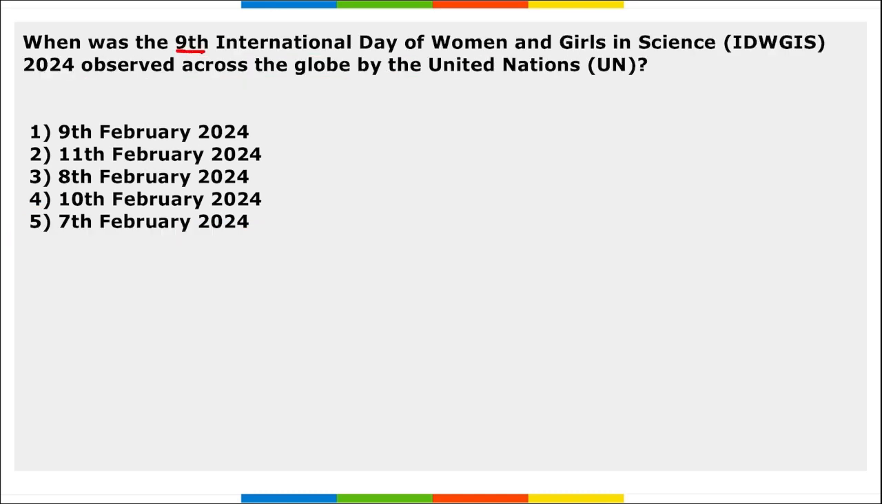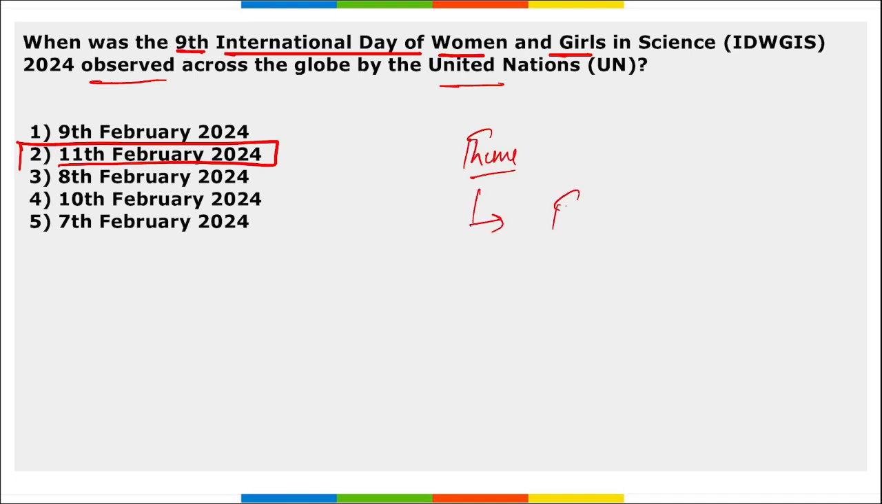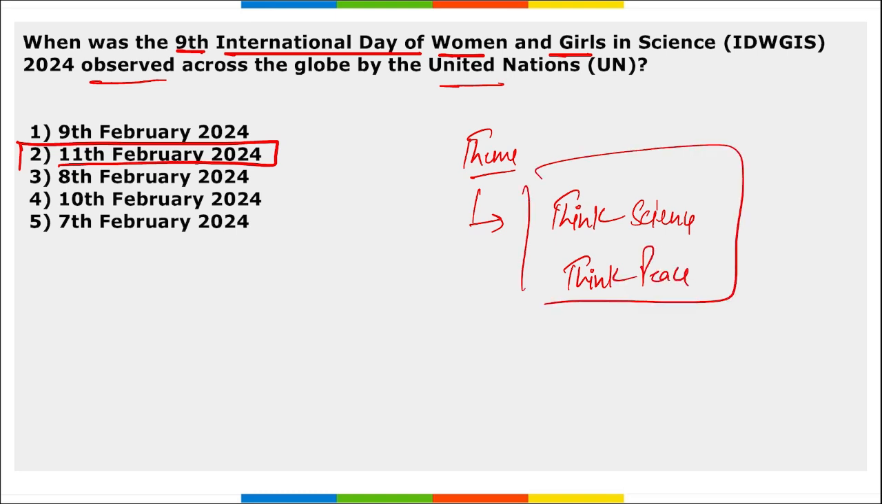Next is when was the 9th International Day of Women and Girls in Science observed across the globe by UN. So this day is observed on 11th of Feb. International Day of Women and Girls in Science. And there is a theme for this that you need to remember. Theme being think science, think peace. I repeat, think science, think peace. This is the theme here.